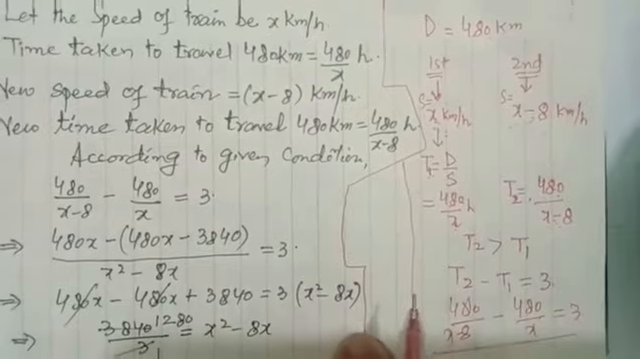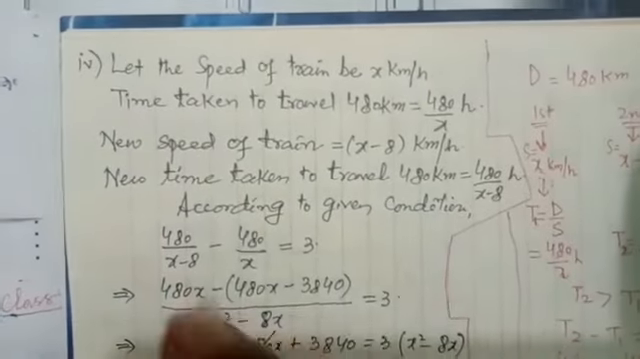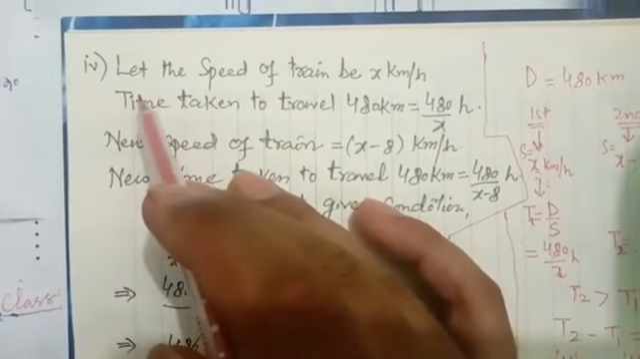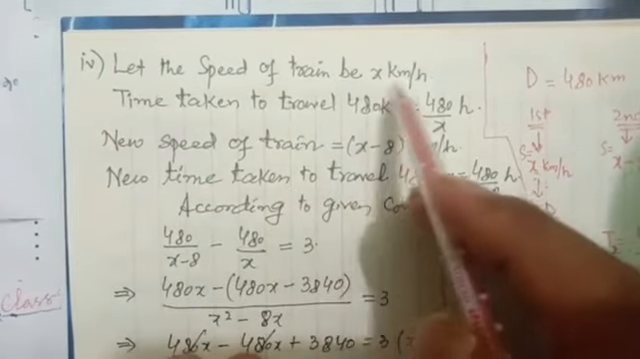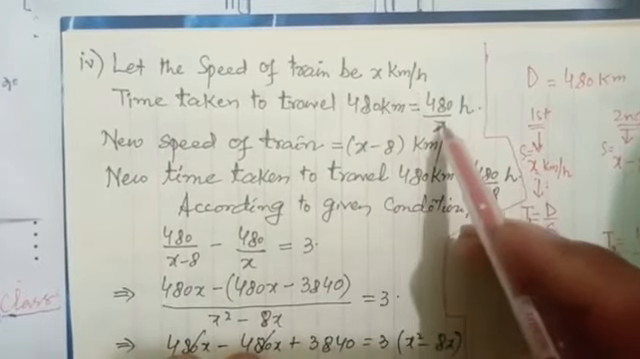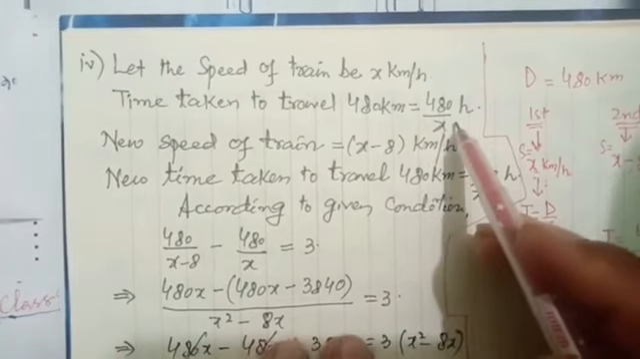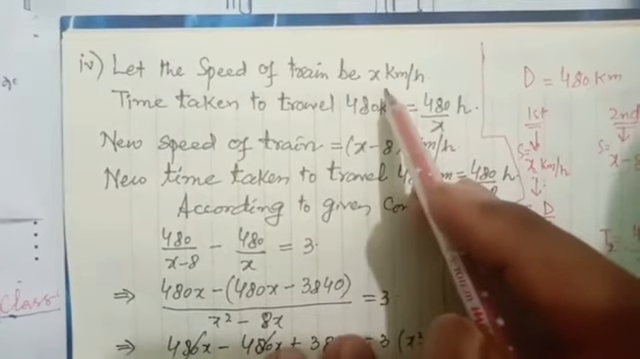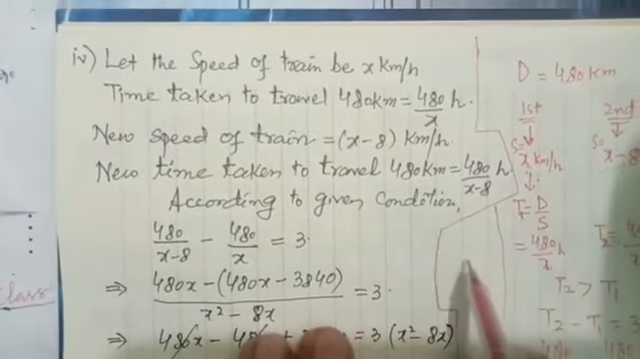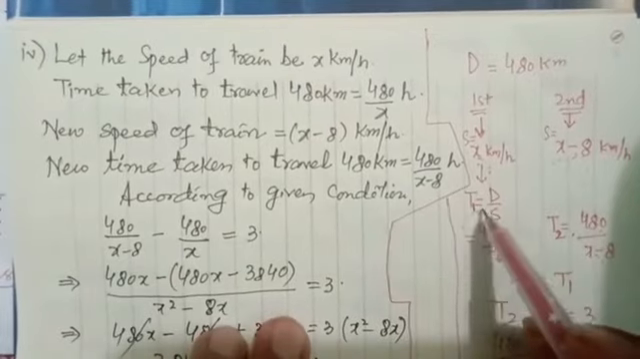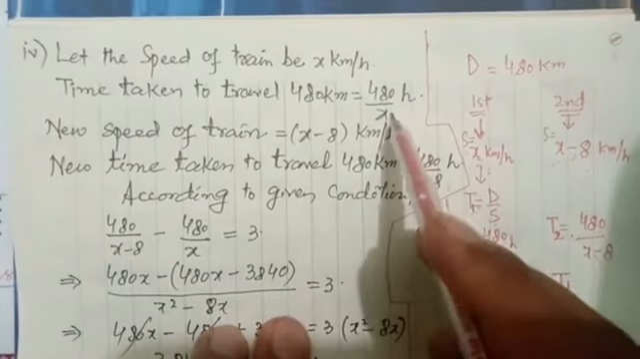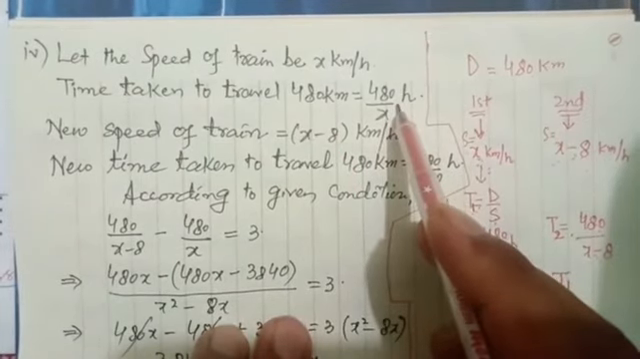Now see here, once again we will try to understand the solution of the question. Let the speed of train be x kilometer per hour. Time taken to travel 480 kilometer is equal to 480 by x hour. You have to understand this. Speed is x kilometer. Time taken to travel 480 kilometer is 480 by x. Just as I explained here, because time is distance by speed. Distance is 480 and speed is x. So this is the first condition.